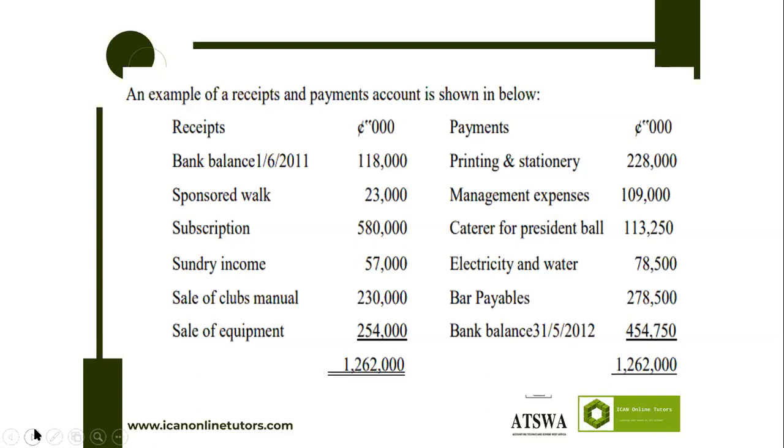Then we also paid for electricity and water. Money is leaving our hands, and we also have what we call bar payables. Then the bank balance. Now this bank balance is the balance brought down at the end of the period. When we solve, we are going to have an example where we solve the receipts and payments from scratch. This one was just to let us know how this account looks.